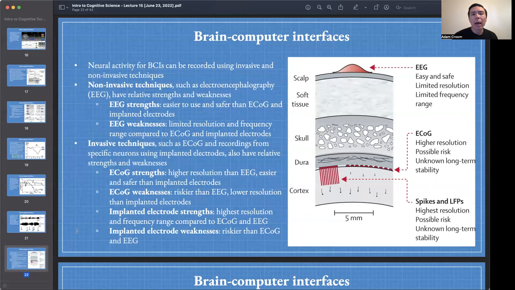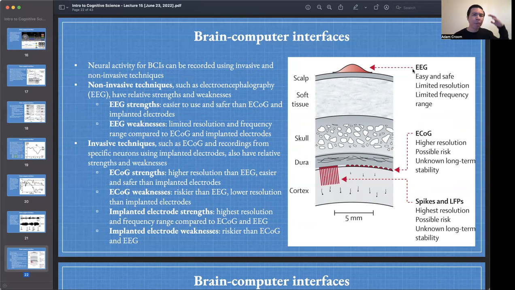All right, so neural activity for BCIs can be recorded using invasive and non-invasive techniques. Non-invasive techniques such as electroencephalography, or EEG, have relative strengths and weaknesses. EEG is measured on the scalp. Some of the strengths of this approach are that it's easier and safer to use than ECoG and implanted electrodes. EEG also has limitations, including limited resolution and frequency range compared to ECoG and implanted electrodes.